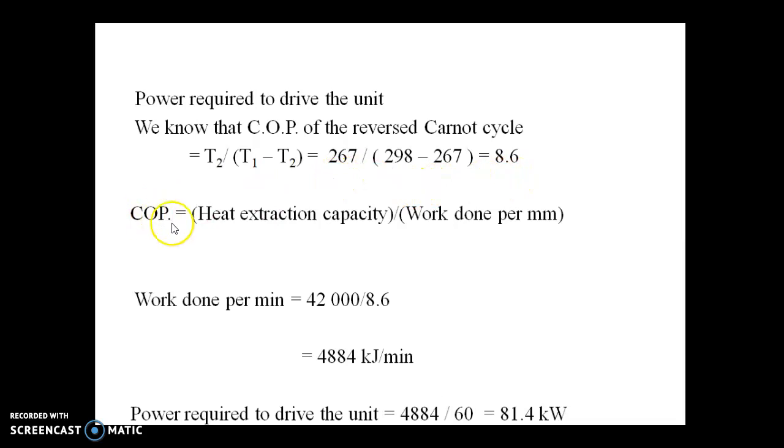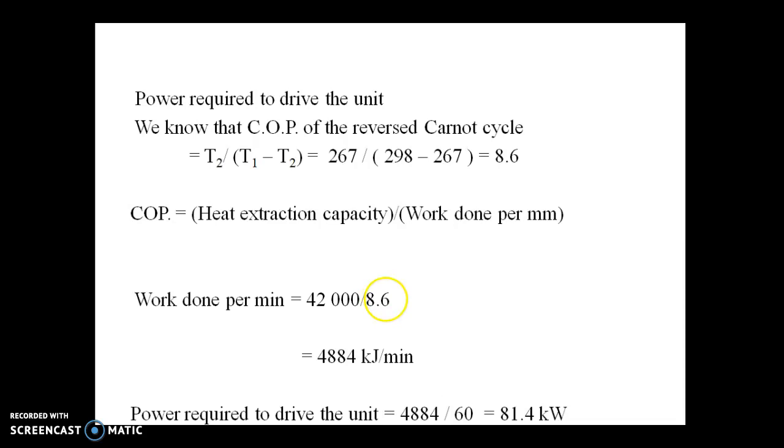So as per definition, COP is equal to the ratio of heat extraction capacity of the refrigerator to work input to the refrigerator, or work done per minute. So we know the COP value and the heat extraction capacity value. So we calculate the work done per minute. We substitute the values and find this much amount of work we must supply to the refrigerator to convert water into ice.